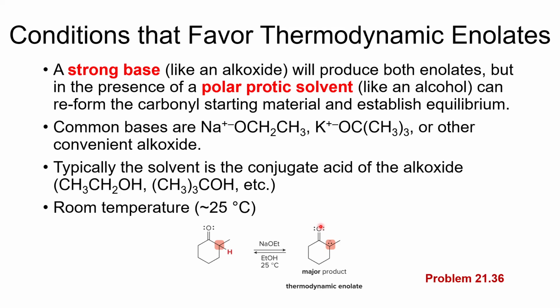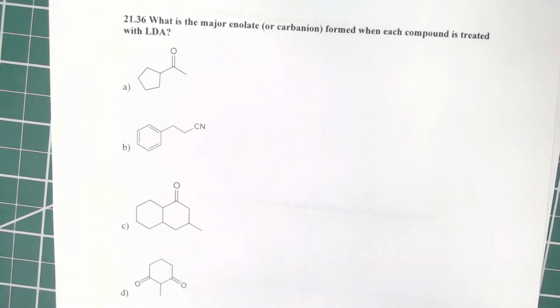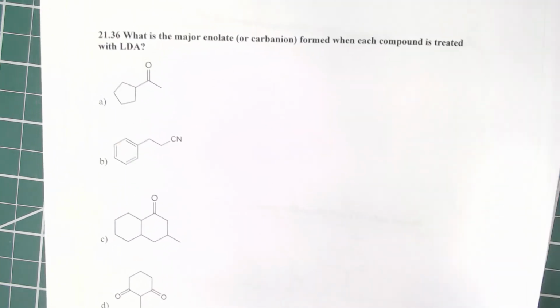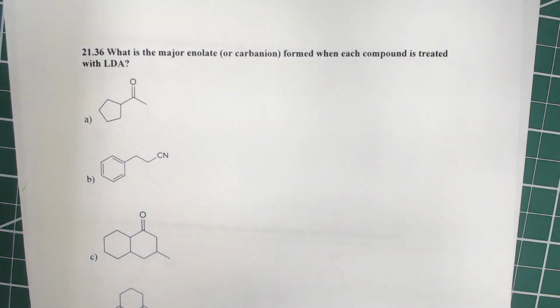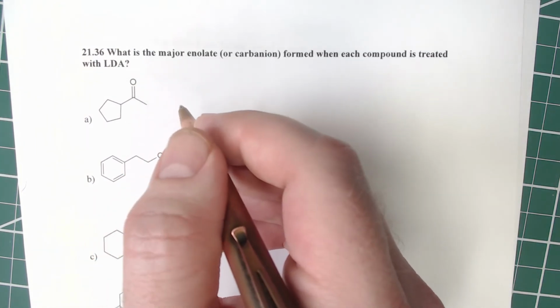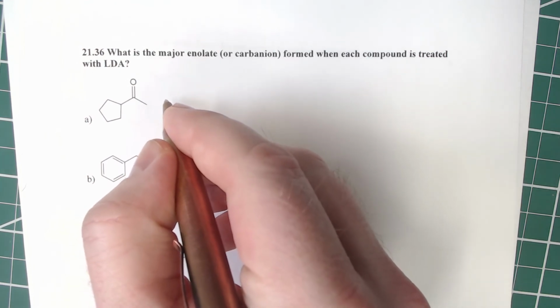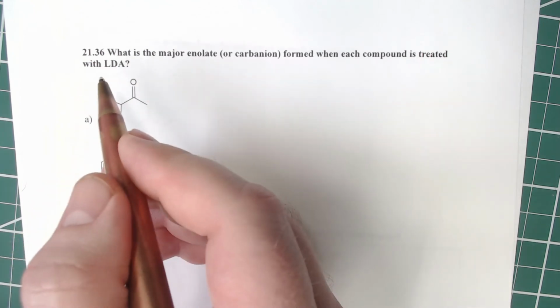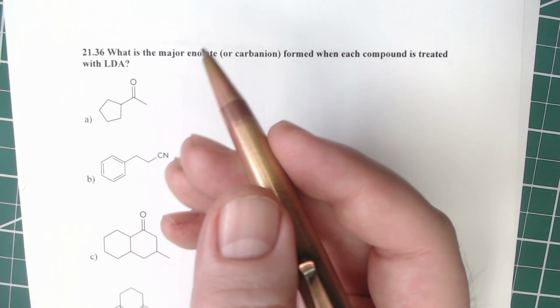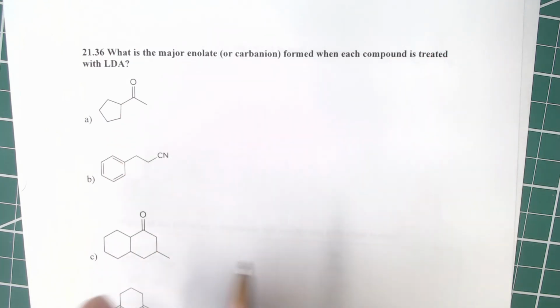Number 36 here, and switch over. What is the major enolate or carbanion that is formed when each compound is treated with LDA? So when each is treated with LDA, I'm just going to show the carbanion. You can draw the resonance structure where you delocalize to the oxygen, but I'm just going to show the carbon anion. With LDA, we're going to assume that we're going to do this at low temperature to get our kinetic product. On some of these, kinetic doesn't matter because there's only one choice.